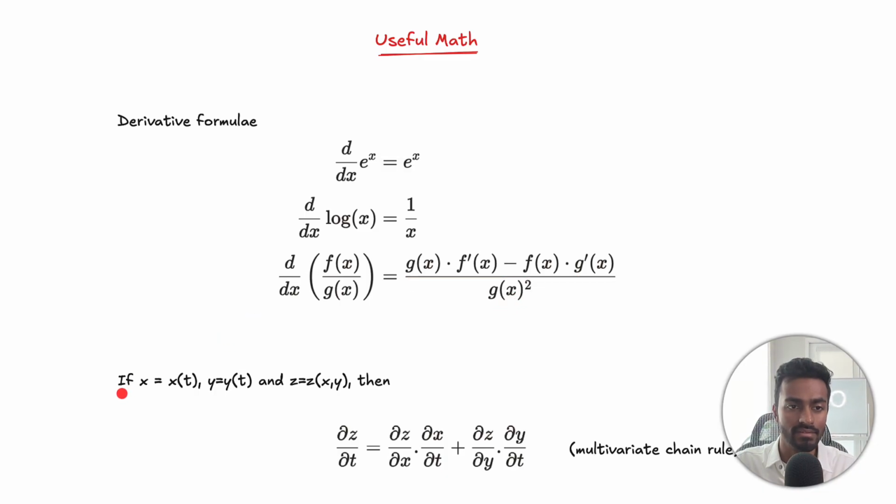Now, the last and probably one of the most important parts of this entire formulation that we're going to use is the multivariate chain rule. So if we have x, which is a function of a variable t, and y, which is a function of the variable t, and z, which is a function of x and y, then we could write that the partial derivative of z with respect to t is that of z with respect to x times x with respect to t, plus z with respect to y times y with respect to t. And this is the multivariate chain rule that we will heavily use in our back propagation formulation.